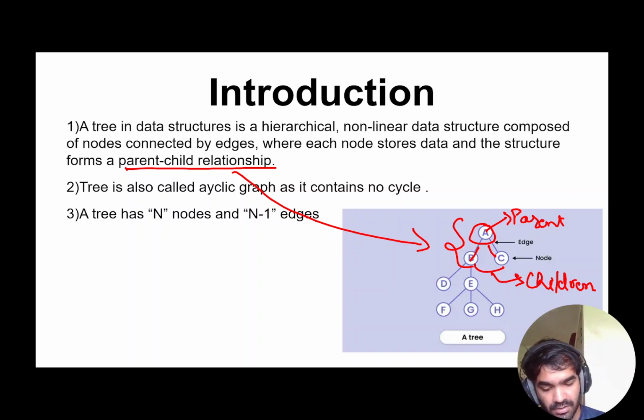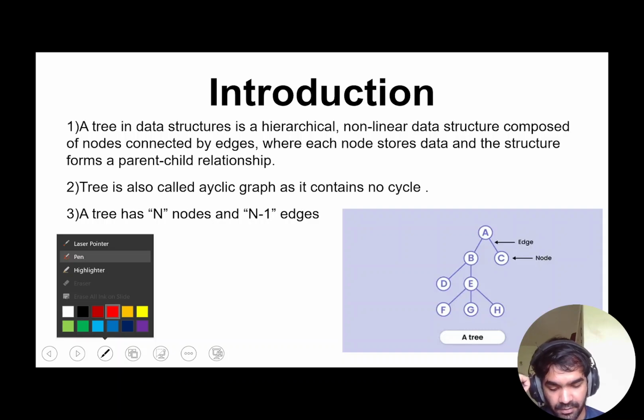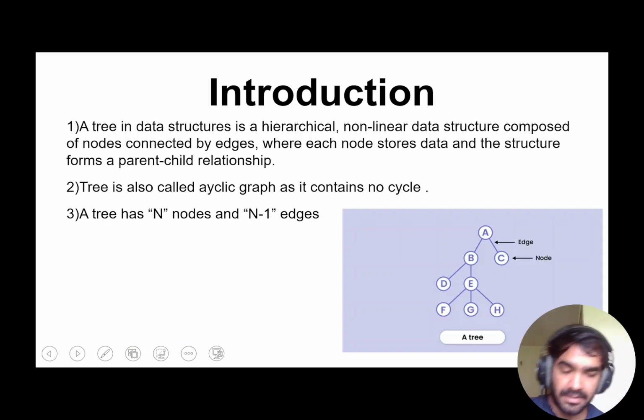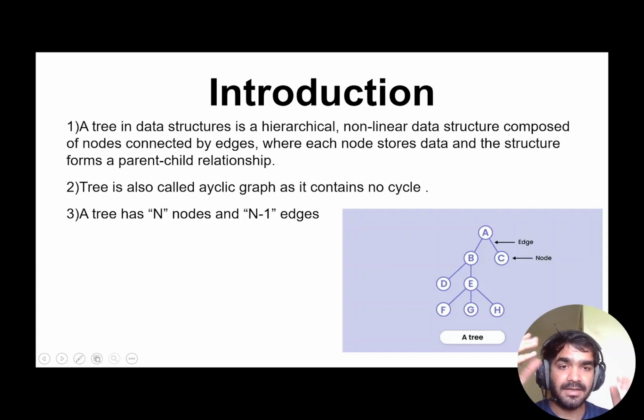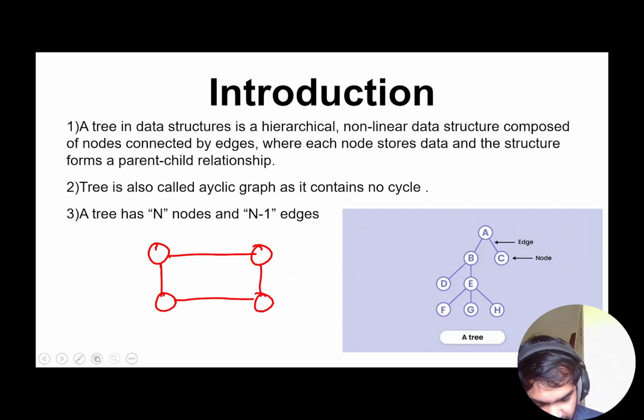The tree is also called an acyclic graph as it contains no cycle. So by graph, what do we mean? A graph can be cyclic. A graph is also a tree, but it is cyclic. So let's make a graph. For example, a 4-node graph we are making, which contains a cycle. And let's make this a directed graph. A, B, C, D.